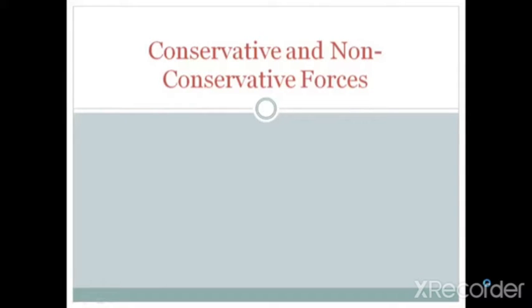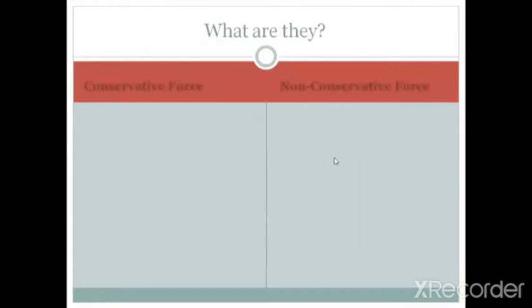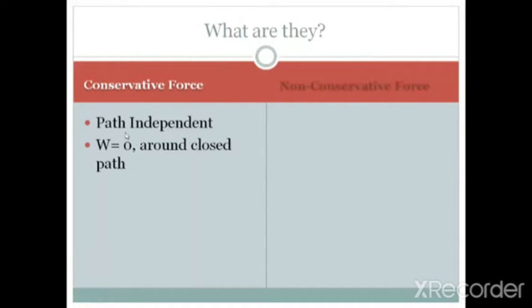In this video, we are going to talk about conservative and non-conservative forces and how they are related to potential energy. A conservative force is a force for which the work done on an object is independent of the path followed. That means for a closed path, the work done will be equal to 0. For example, gravitational force.